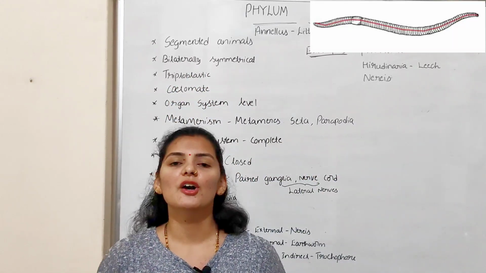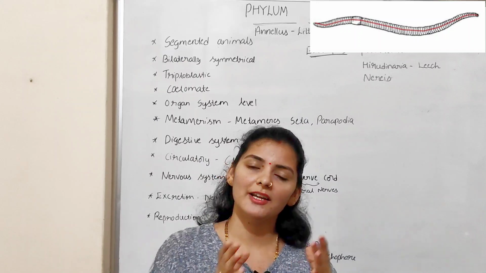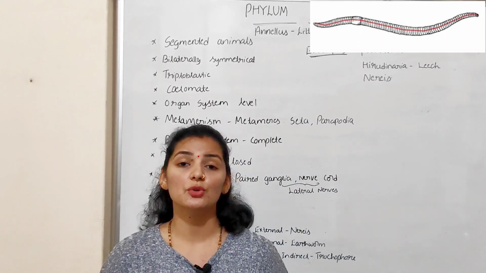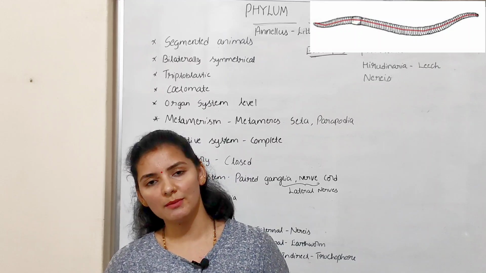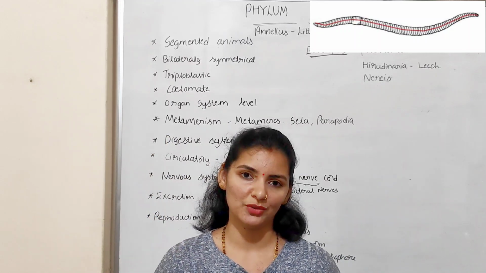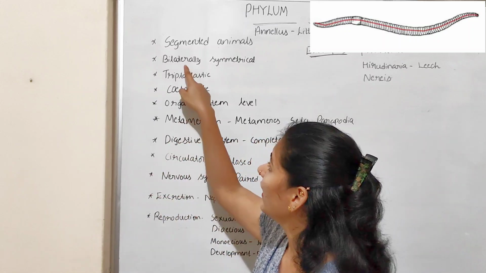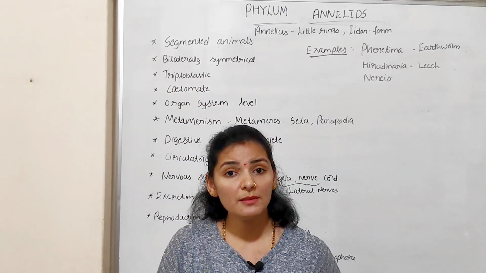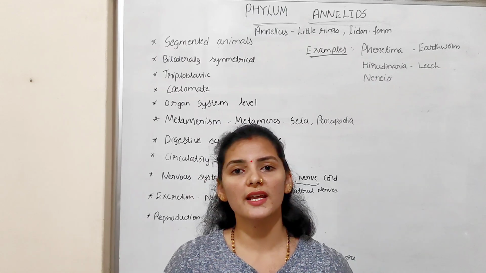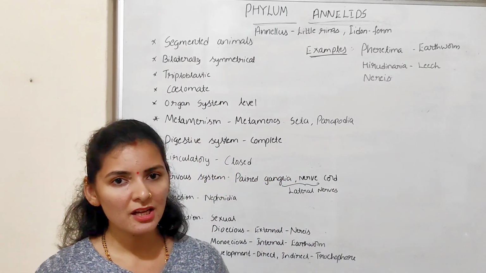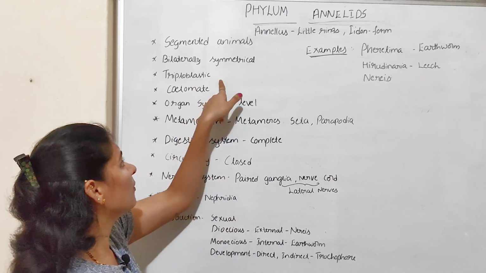These organisms are bilaterally symmetrical animals. Bilateral symmetry means the body of the organism can be divided into left and right half in a single plane passing through the center. That's why they are bilaterally symmetrical animals. They are triploblastic animals. Tri means three. So the body of this organism consists of three germ layers, that is ectoderm, endoderm and mesoderm. That's why they are triploblastic animals.